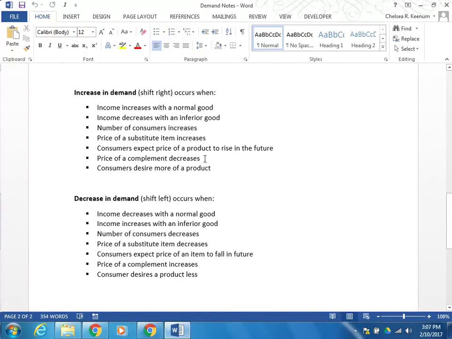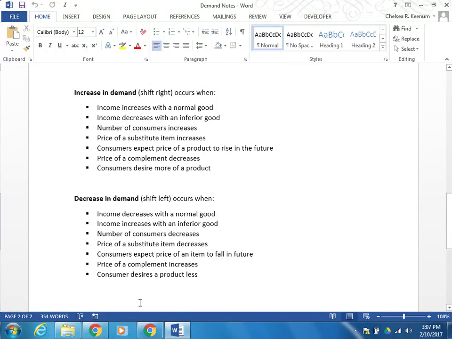Okay, the price of a complement decreases. So let's say the price of popcorn decreases, more people are going to buy popcorn. They're also going to want to buy Coke to go with it. So the demand for Coke is going to increase. And consumers desire more of a product, okay? If consumers want more Hunter rain boots, they're going to demand them. They're going to buy them, so the demand's going to increase.